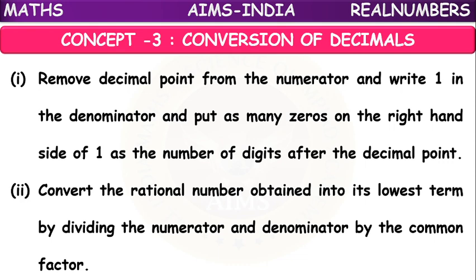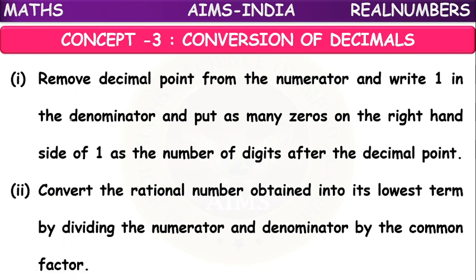So what kind of decimal numbers have we learnt? We learnt about terminating decimals, which terminate after some division, non-terminating repeating decimals, and non-terminating non-repeating decimals. Regarding these three types of decimals we have learnt already. Now let's learn how to convert these decimals into rational numbers.